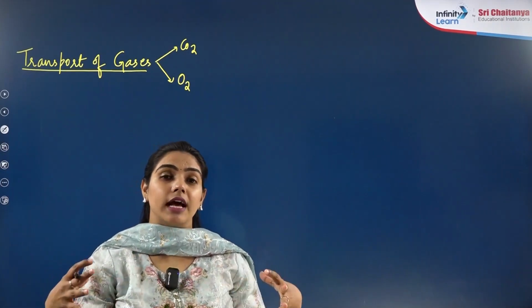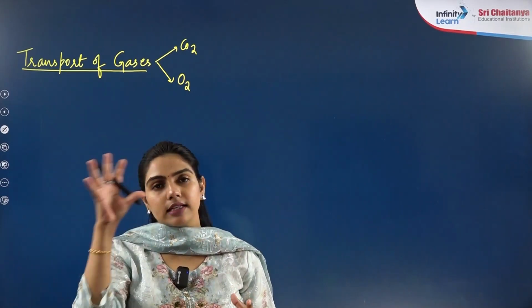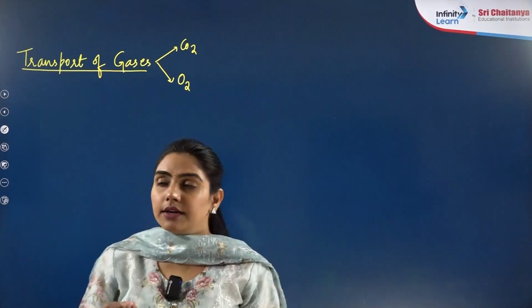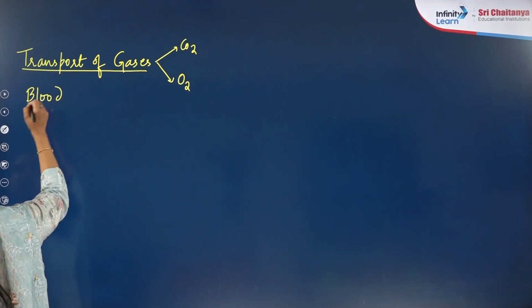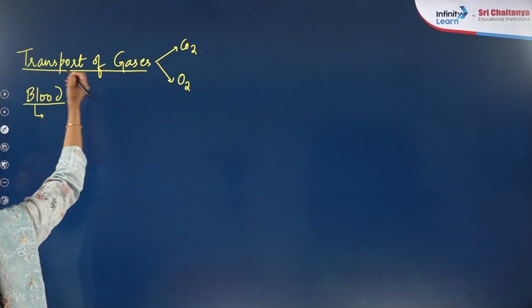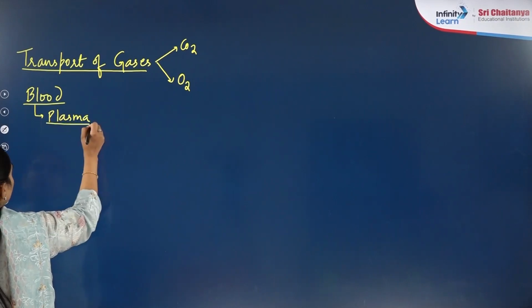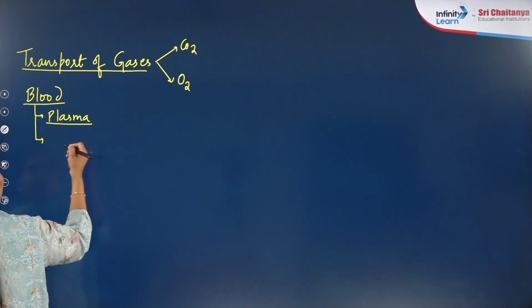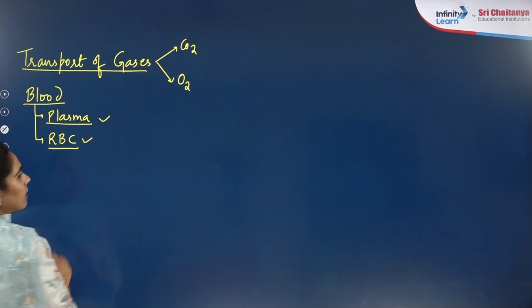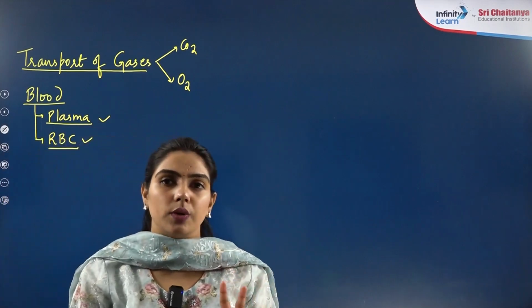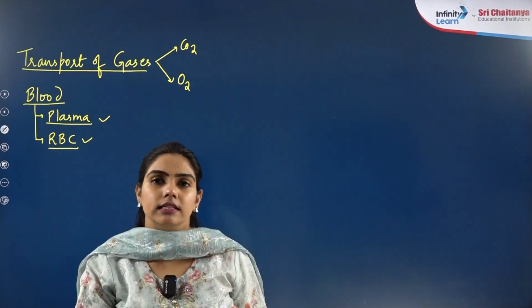So the medium of transport is the blood, right? What is transporting all the things in the body is the blood. So what is the composition of the blood? You must be knowing the composition of the blood. In the blood, who is going to help us with the transport of gases? The plasma is going to help us, which is 55% of the blood. And among the formed elements, RBC is going to help us in the transport of gases. So there are two things which are going to help us: one is plasma and another is RBC.